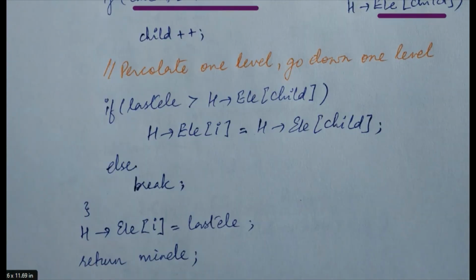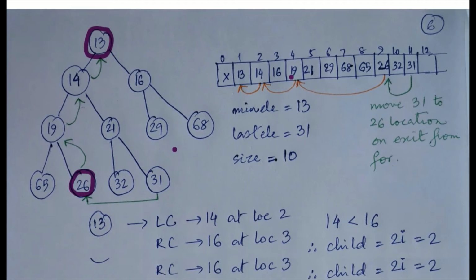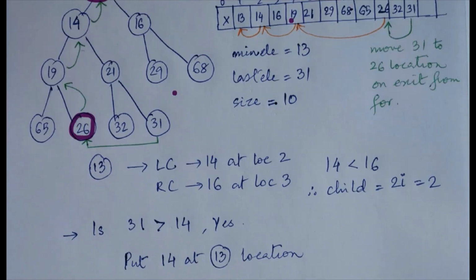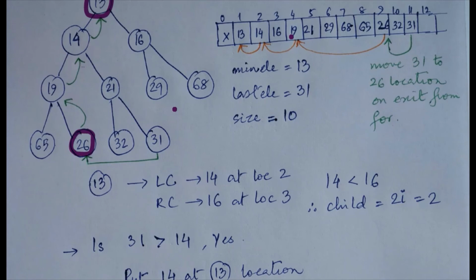Once you come out of the loop, the last element is copied at the last I value. What is that I value? That is the last hole that was left out. And in our case, it was this location of 26, which is 9. And 31 is copied here. So this location here becomes empty. And 31 moves here. I've shown with arrows. This move of 31 to 26 is the last move. It is not the first move.